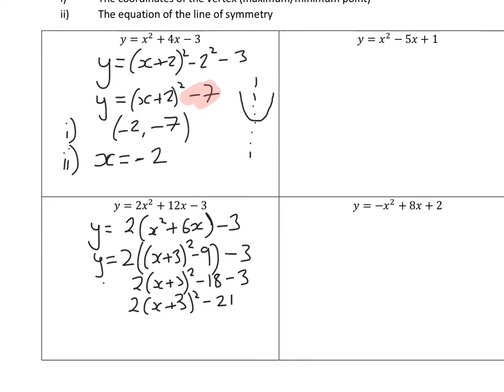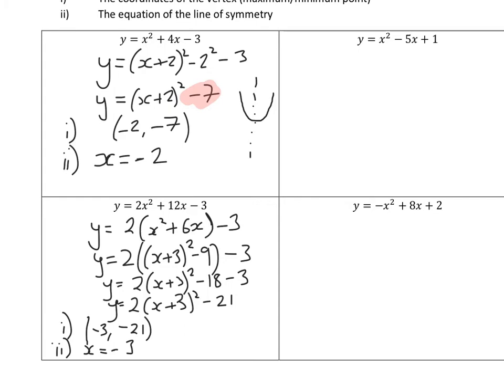So y equals that. So my turning point is, well, I want that bracket to be 0, so x is -3. And if that bracket was 0, the smallest that expression can be is -21. So that 2 at the front hasn't affected my turning point. And the line of symmetry would just be x equals -3. You can always sketch this on Desmos or GeoGebra, or put it in your calculator and check.